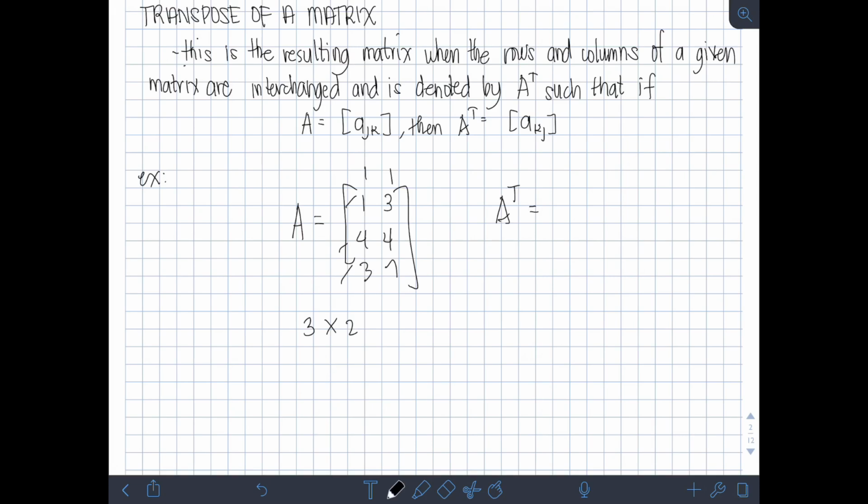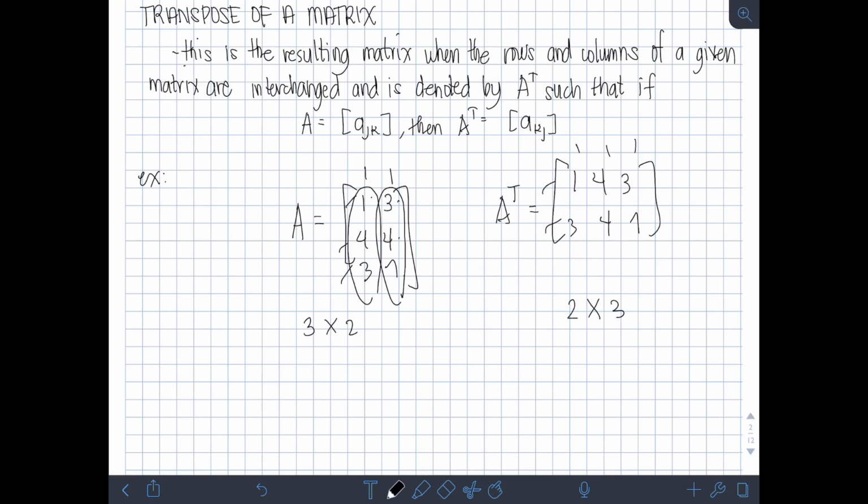For example, itong 1, 4, 3, gagawin nating row. As well as itong 3, 4, 7, gagawin nating row. So, itong 1, 4, 3 magiging first row. Tapos, itong column 3, 4, 7 magiging second row. So, parang 1, 4, 3, 3, 4, 1. Okay, so naging baliktad din yung order niya, yung dimension. So, naging ano na siya? 2 by 3. Naging 2 rows and 3 columns.